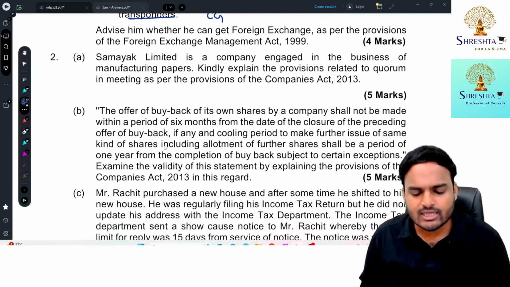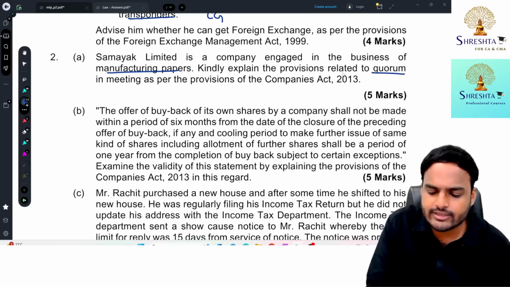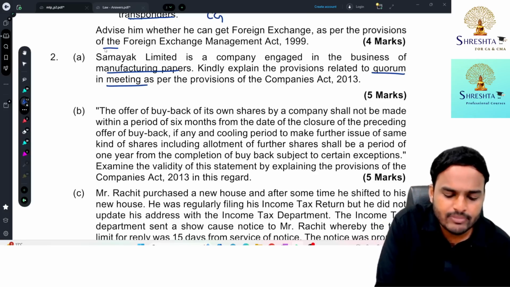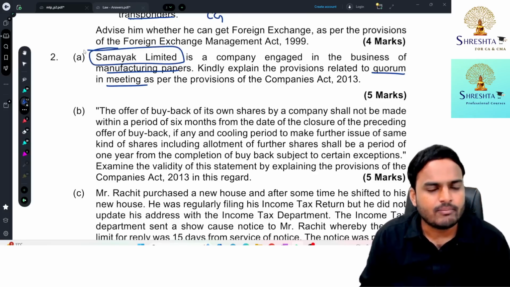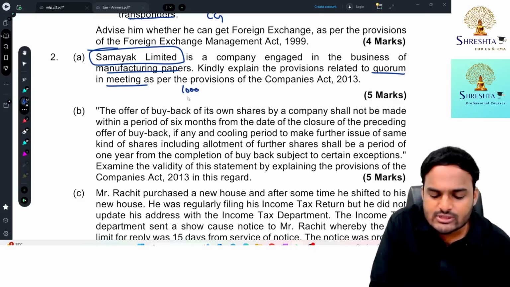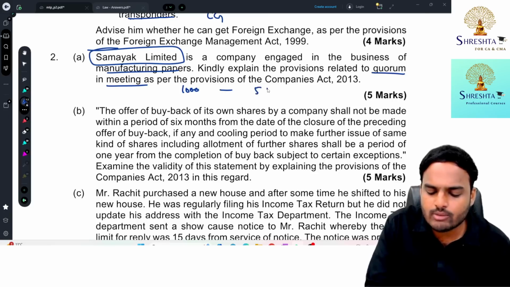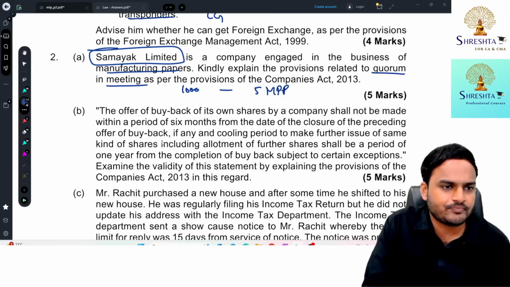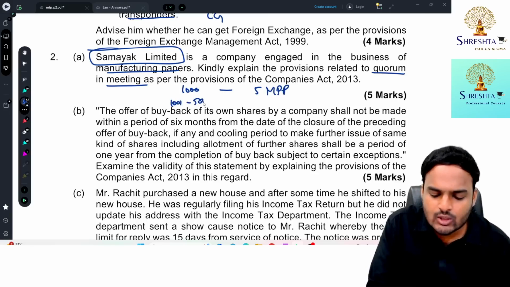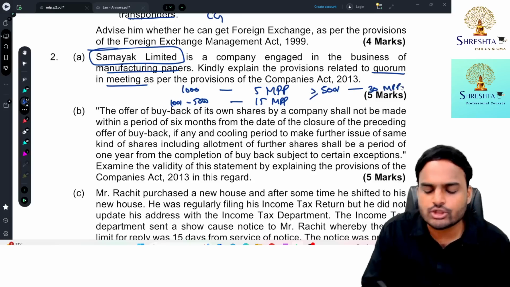Next one, Samyak Limited is a company engaged in the business of manufacturing papers. Kindly explain the provisions relating to quorum. So what is the company? It's a public limited company. The quorum limits are: in case the company has 1,000 members or less, the applicable quorum is 5 members personally present. 1,001 to 5,000, 15 members personally present. 5,001 and above, 30 members personally present shall constitute quorum.